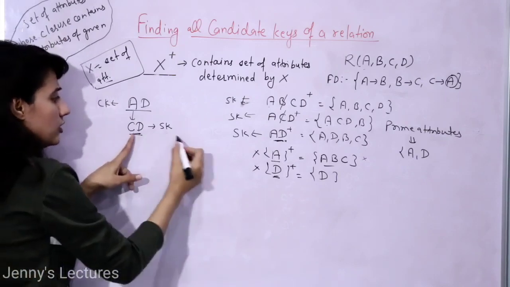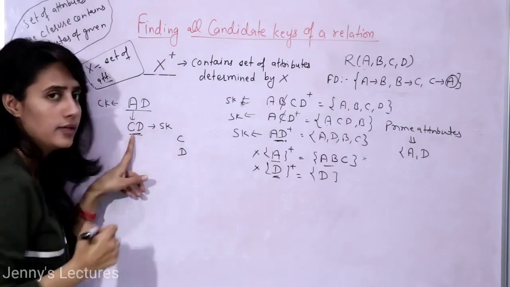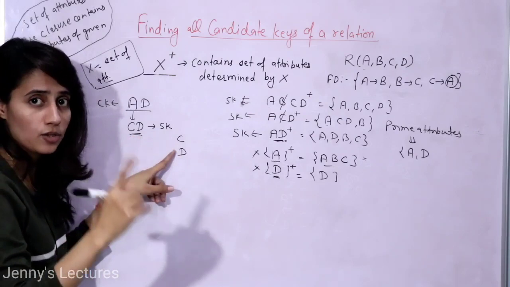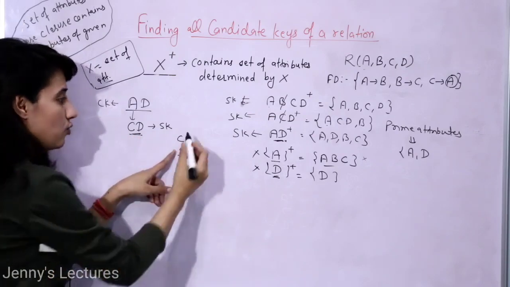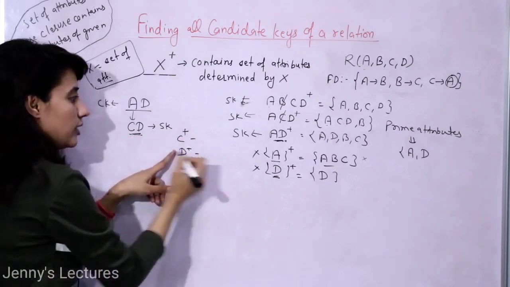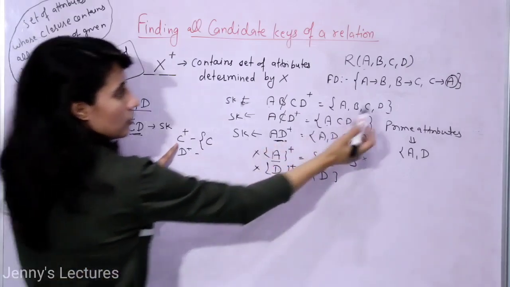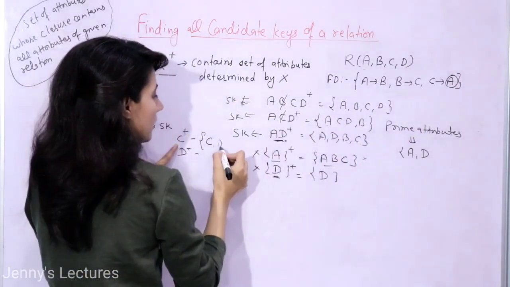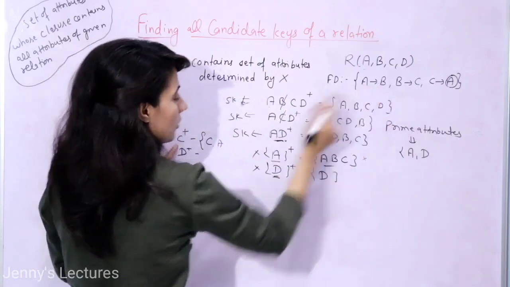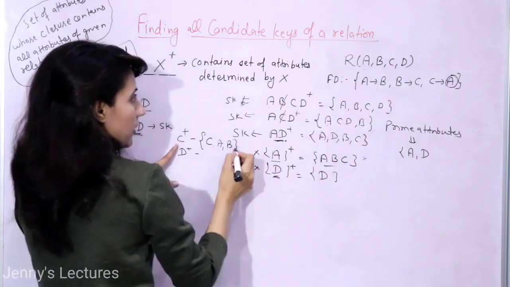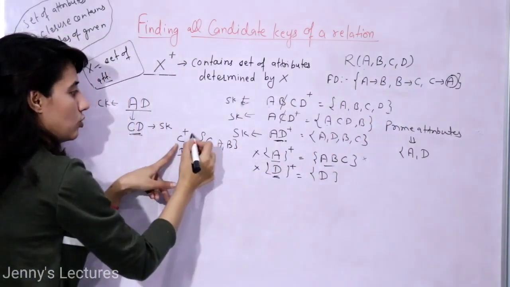So the proper subsets of CD are C and D. Now check whether C and D are candidate keys, sorry, super keys or not. How to find out? Find the closure of C and D. Closure of C: you can find C. Using C you can find A. Using A I can find B, right? But now I cannot find D, right? So this is not a super key.